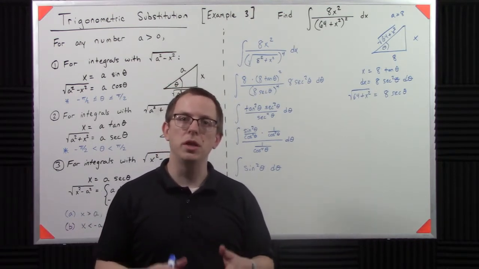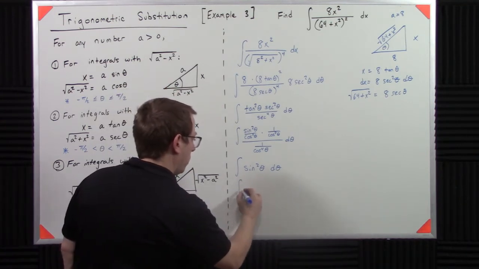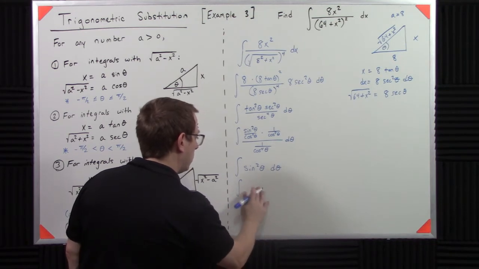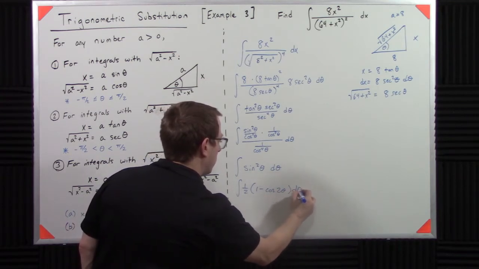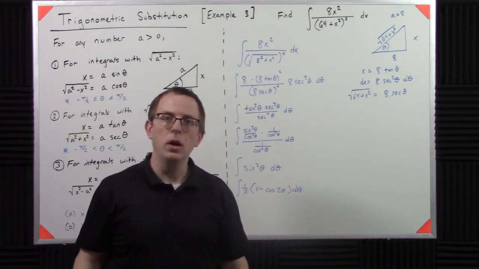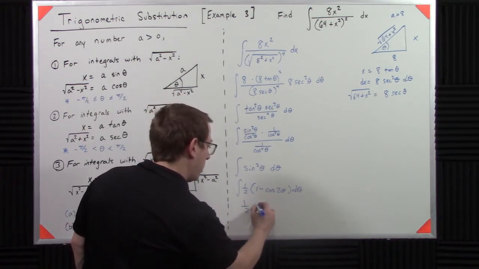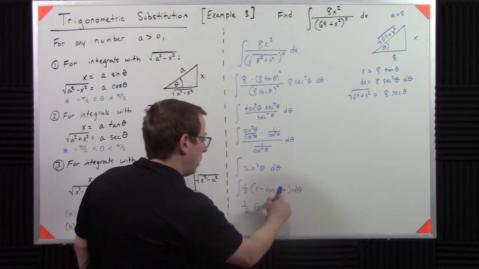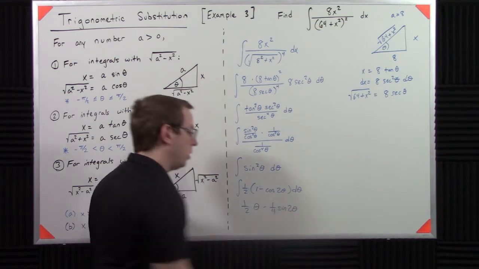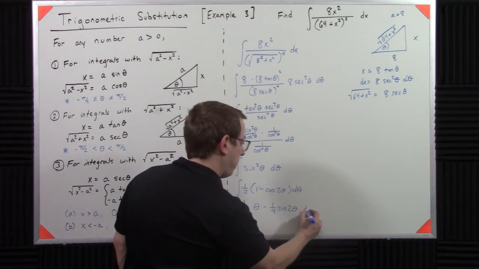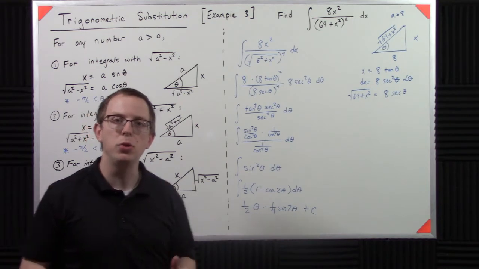Now what we have to do with this is use the power reduction formula. So we end up with 1/2 times (1 minus cosine 2 theta) d theta. If we antidifferentiate 1, that's just theta. And if we antidifferentiate cosine of 2 theta, we get 1/2 sine of 2 theta, plus c. So we have 1/2 theta minus 1/4 sine of 2 theta plus c.